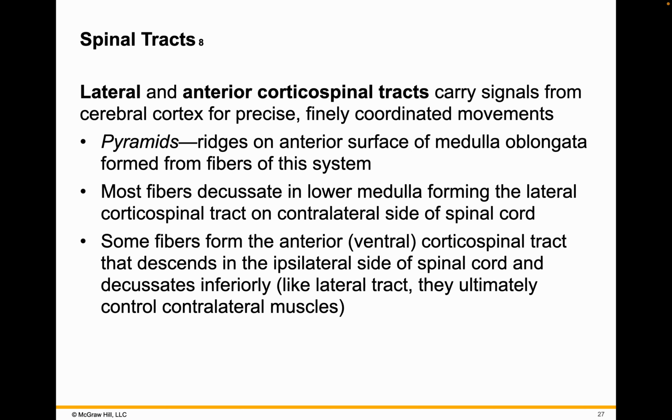There are lateral and anterior corticospinal tracts carrying signals from the cerebral cortex for precise, finely coordinated movements. Pyramids are ridges on the anterior surface of the medulla oblongata formed from fibers of the system. Most fibers decussate in the lower medulla, forming the lateral corticospinal tract on the contralateral side of the spinal cord. Some fibers form the anterior or ventral corticospinal tract and descend on the ipsilateral side of the spinal cord, decussating inferiorly. Like the lateral tract, they ultimately control contralateral muscles.